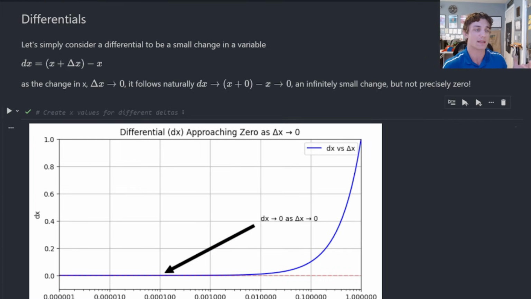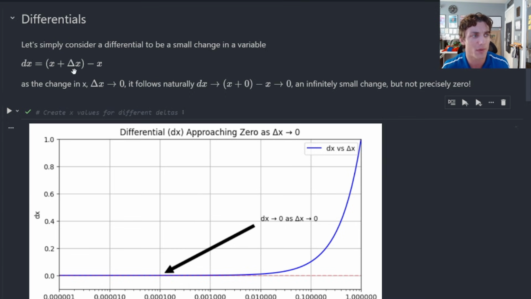Before we talk about calculus with randomness, we need to understand a differential and a Taylor series expansion. A differential is very simply a very small change. And critically, it's non-zero. It's a small change, and those are not the same thing. So I've written out explicitly what this small change is. That is this dx term, the differential, and I'm saying that it's equal to x plus delta x minus x.